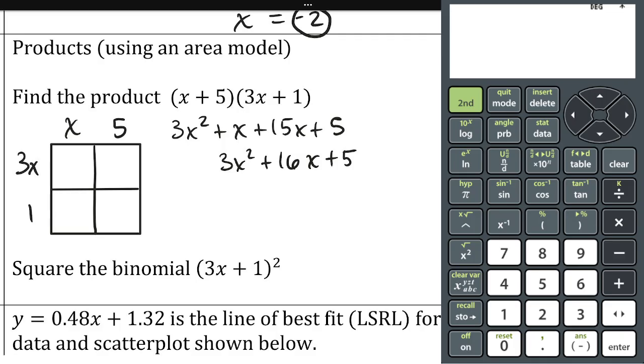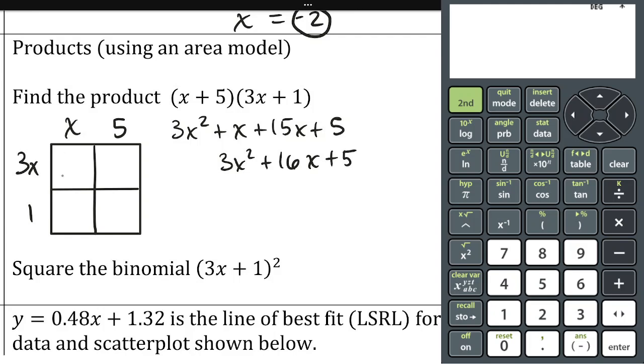Now, the lengths of these are not drawn to scale because it's called a generic area model. But what I'm modeling here is the product of x plus 5 times 3x plus 1. To get that answer, there are four distinct parts, four distinct multiplication problems we're going to do.